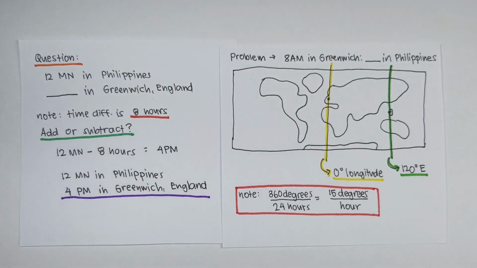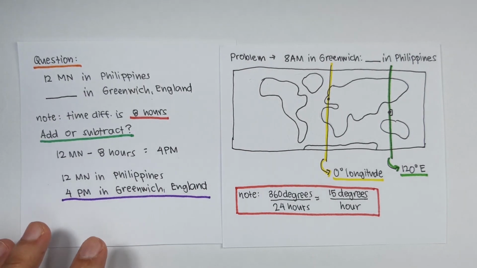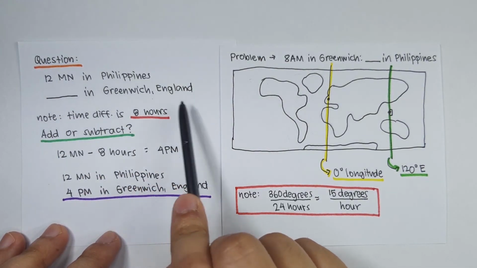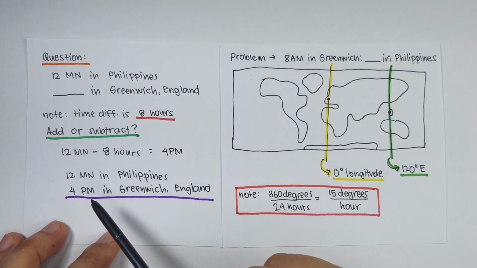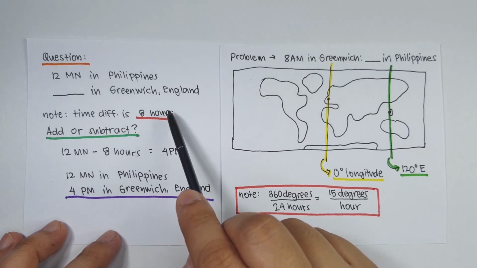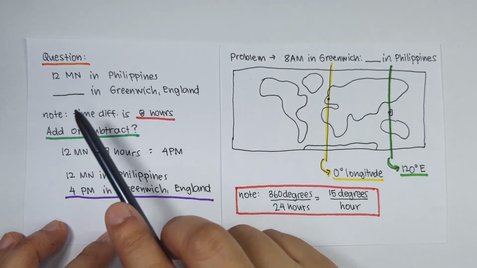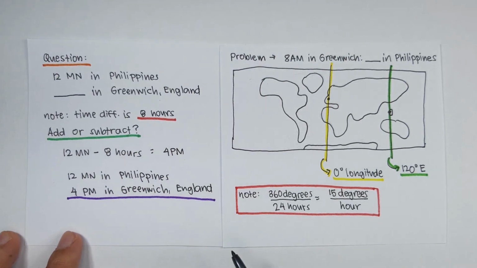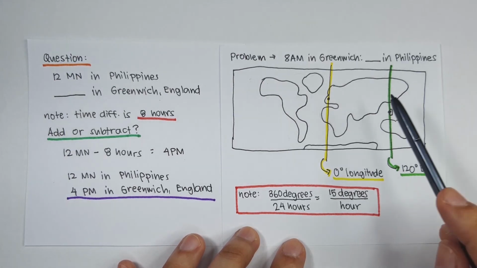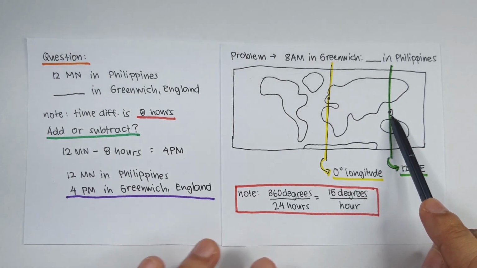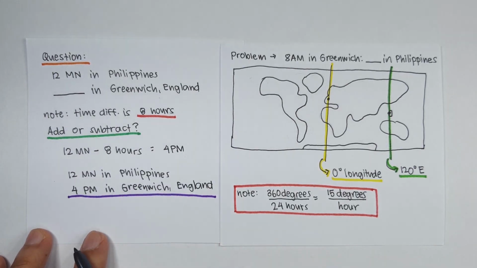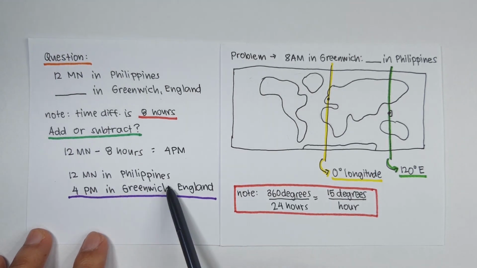But if the question is the other way around, say for example, you are asked this question, if it is now 12 midnight in the Philippines, what time is it now at Greenwich, England? So take note ha, we have already computed that the time difference between these two is 8 hours. So the question now is, should we add or subtract the time difference? We have to subtract because we are looking now for the time of Greenwich and Greenwich time is way behind the Philippine time. So you have to subtract. So 12 midnight minus 8 hours, that is equal to 4 p.m. Meaning to say, if it is 12 midnight in the Philippines, it is 4 in the afternoon at Greenwich, England.